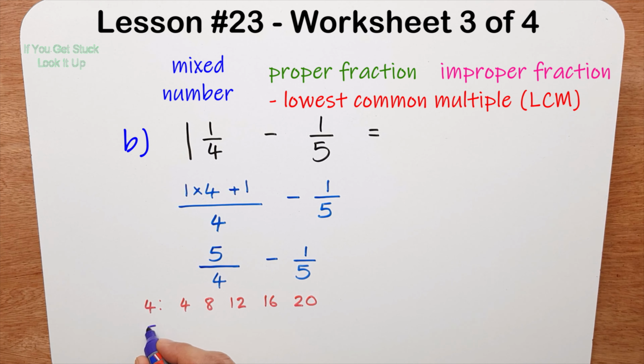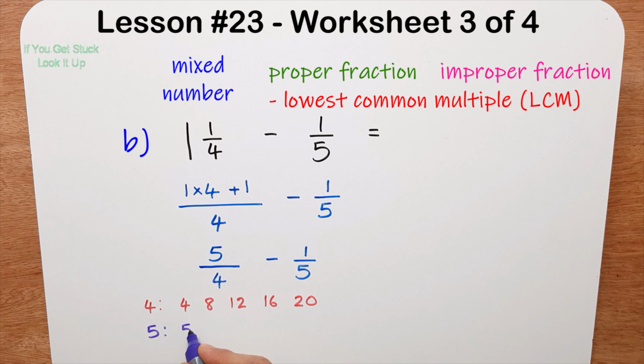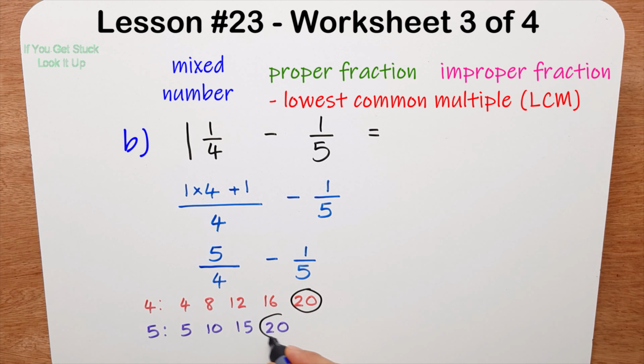And we're going to do the 5 times table, because this is a 5. 5, 10, 15, 20, and so on. Now if I look at this list and this list, I can see 20 is the lowest common multiple. Now I need to turn this 4 into a 20. And because I know my 5 times table, I know 4 times 5 is 20.